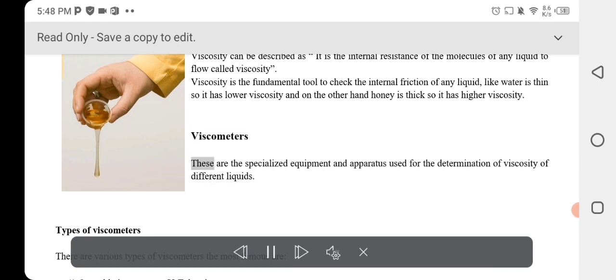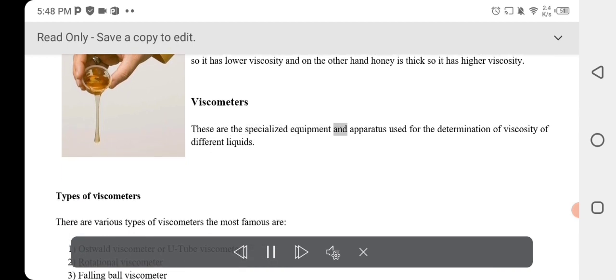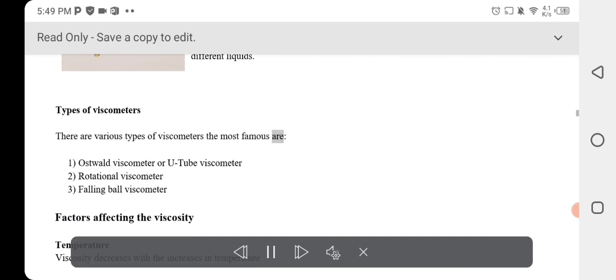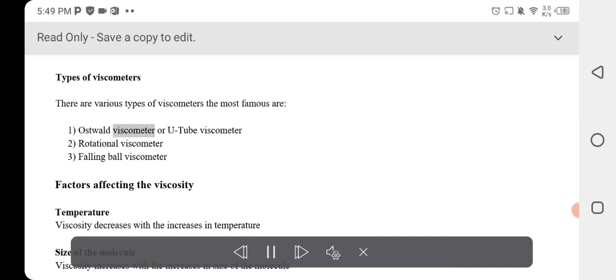Viscometers. These are specialized equipment and apparatus used for the determination of viscosity of different liquids. Types of viscometers: there are various types of viscometers. The most famous are the Ostwald viscometer or U-tube viscometer, rotational viscometer, and falling ball viscometer.